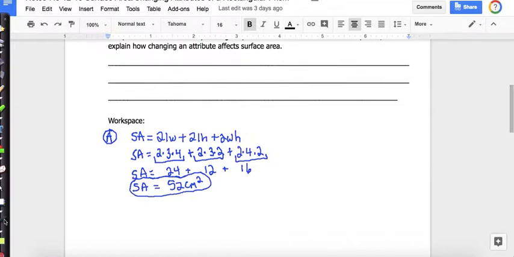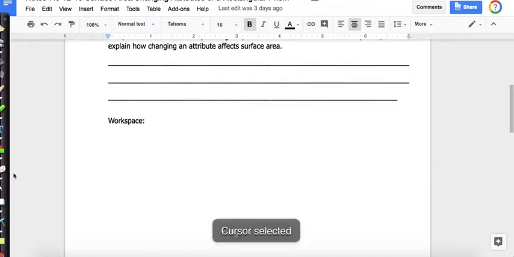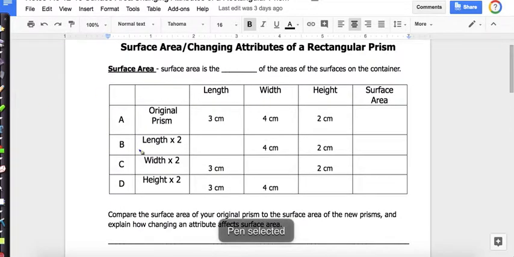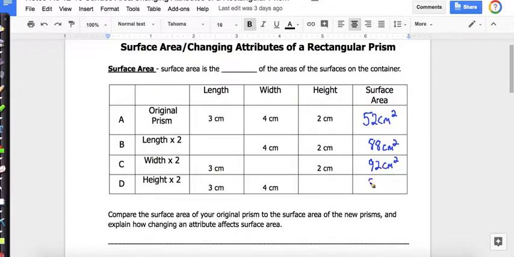Now, let's go back to the chart. We're going to fill in the 52, and I'm going to tell you what the others are. I'm not going to make you figure out B, C, and D. So, 52 centimeters squared. Now, the prism B is 88 centimeters squared. Prism C is 92 centimeters squared. And prism D is 80 centimeters squared.